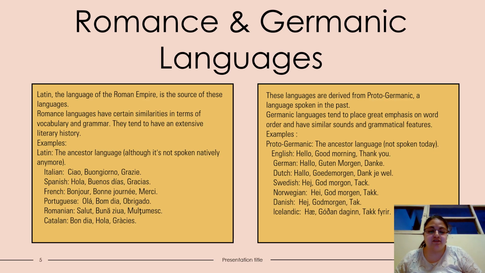Romance and Germanic languages. Latin, the language of the Roman Empire, is the source of the Romance languages. Romance languages have certain similarities in terms of vocabulary and grammar. They tend to have an extensive literary history. Examples: Latin, the ancestral language, although it is not spoken actively anymore.